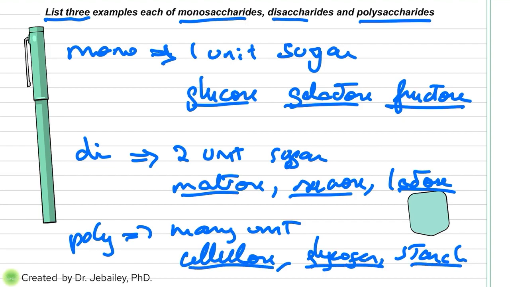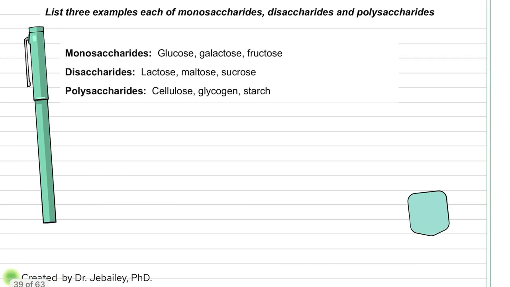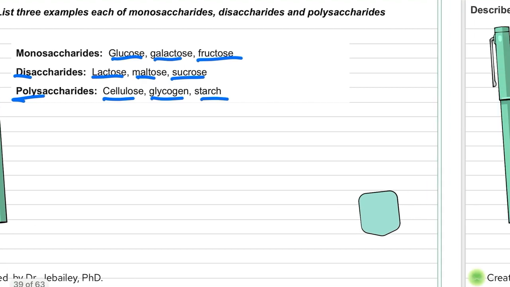Now be very careful. It didn't say 1 example for each. It said list 3 examples each of. That means 3 for mono, 3 for di, 3 for poly. So let's look at the answers. Mono, as we said, glucose, galactose, fructose. For disaccharides, lactose, maltose, sucrose. And for poly, we have cellulose, glycogen, and starch. Just as I mentioned. If you remember these really well, then you have easily answered the question.